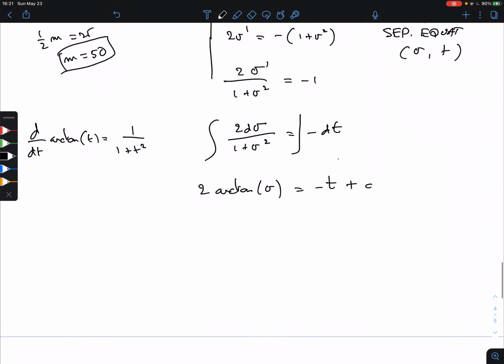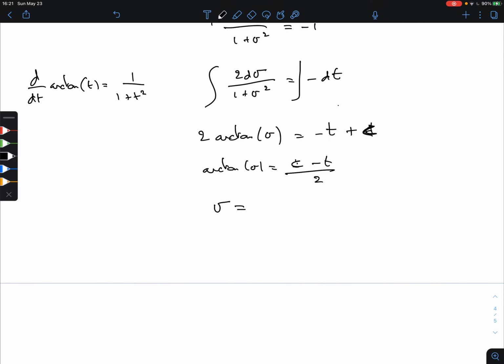I'm going to divide both sides by 2, so I get arctangent of v is c minus t divided by 2. Let's just keep it that way. And therefore, we can make v explicit. To do it explicitly, we take the tangent, since arctangent is the inverse tangent, so it cancels. So v is equal to the tangent of c minus t over 2.